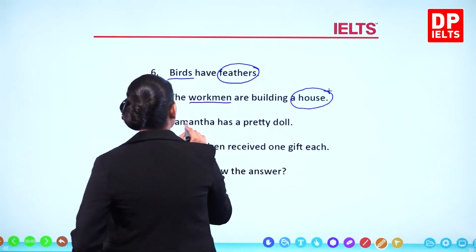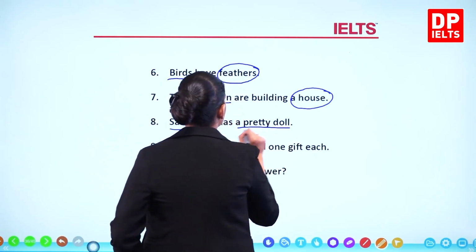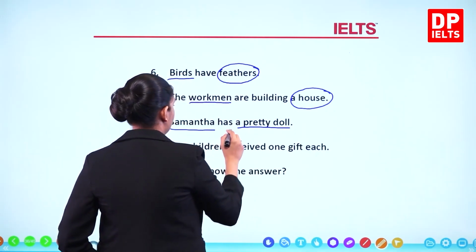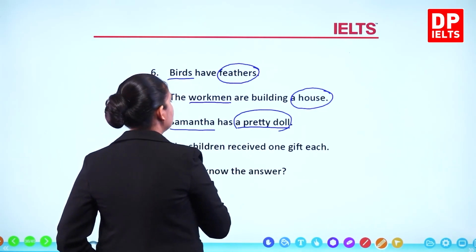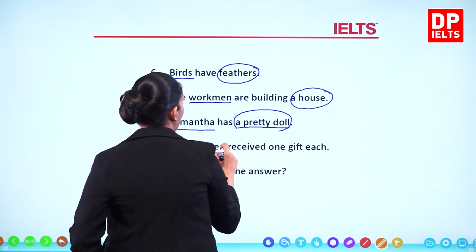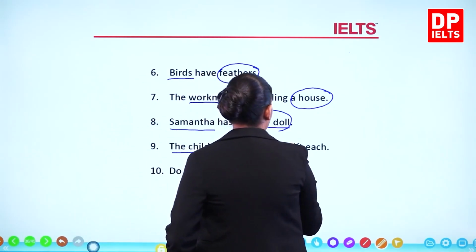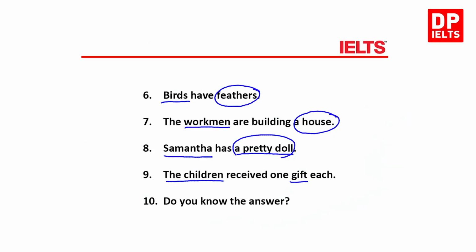Who has a pretty doll? Samantha. What does she have? A pretty doll. So we need to circle it, sorry. The children received one gift each. Who received? The children. What do they receive? Gift. Okay? Samantha has a pretty doll. Samantha is subject. Pretty doll is object. The children received one gift each. Children is subject and gift is object.